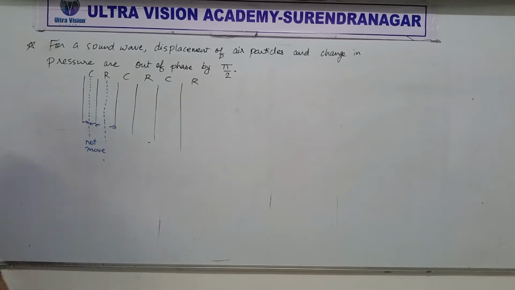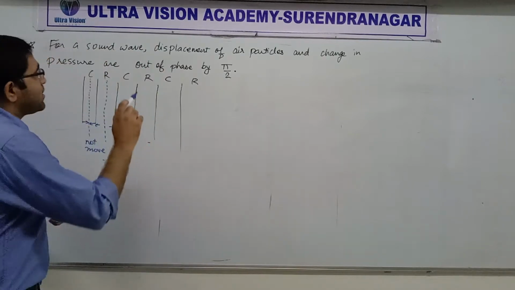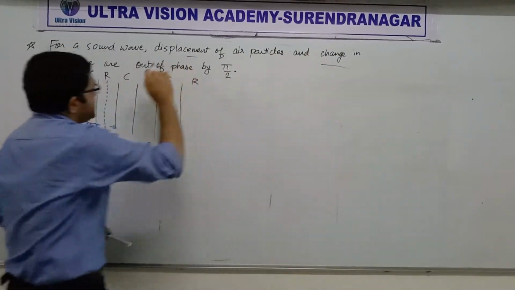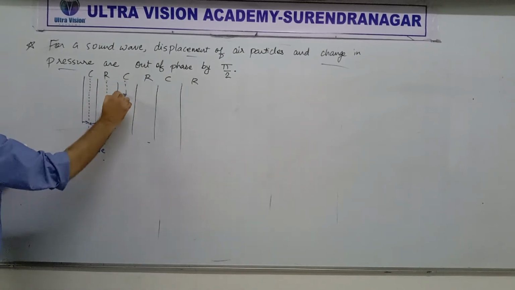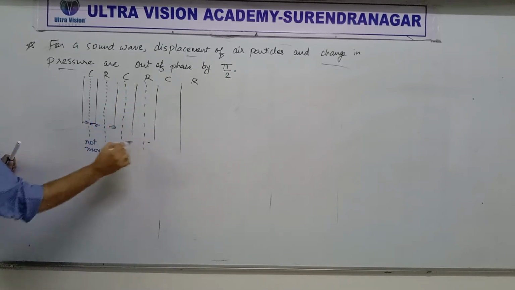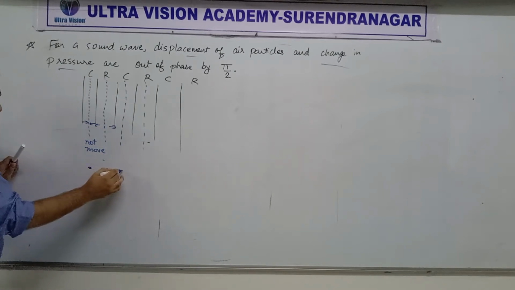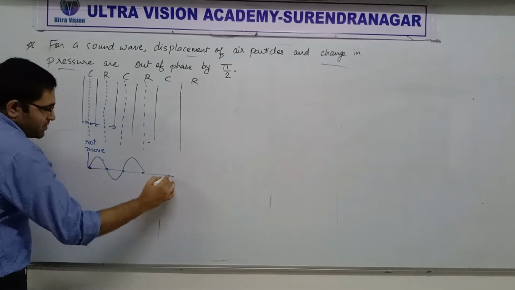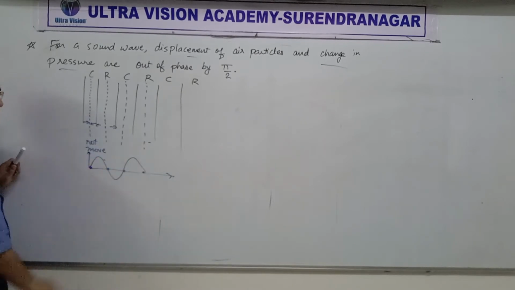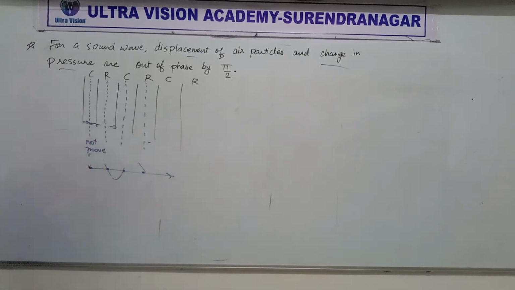So if you are drawing two graphs, one for displacement of air and one for change in pressure, then these dotted lines that I am drawing, exactly in the middle, are the things that never move. So if I draw the graph of displacement, it would look like this. This would be the graph of displacement of air. Let me draw it very nicely, matching with these lines.